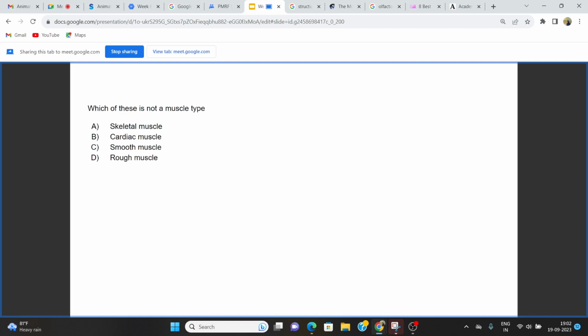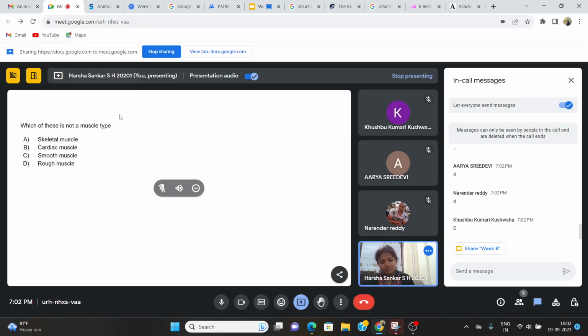Which of these is not a muscle type? Skeletal muscle, cardiac muscle, smooth muscle, rough muscle. What is the correct answer? Everyone is saying option D. Yes, we have learned all the other muscles, their functions, everything. So option D, rough muscle, is not a type of muscle.